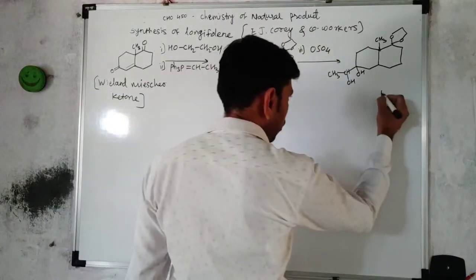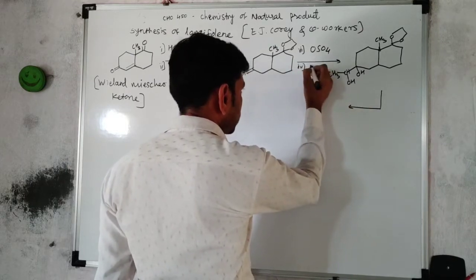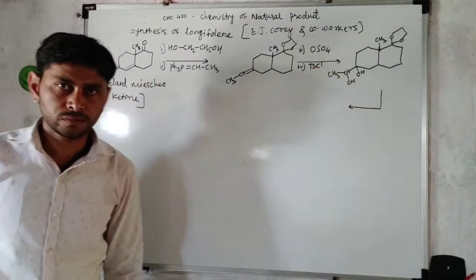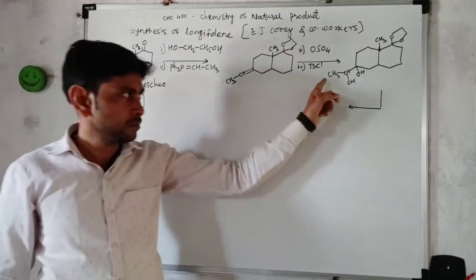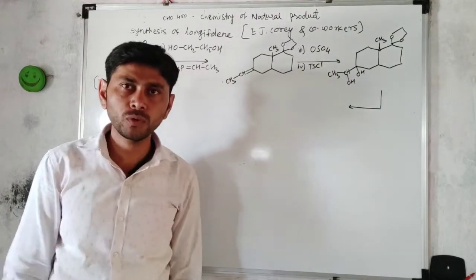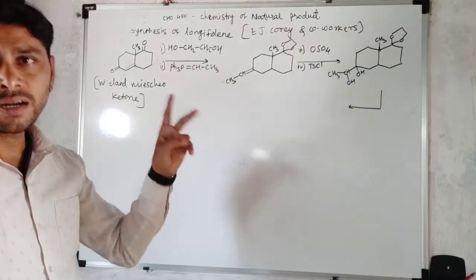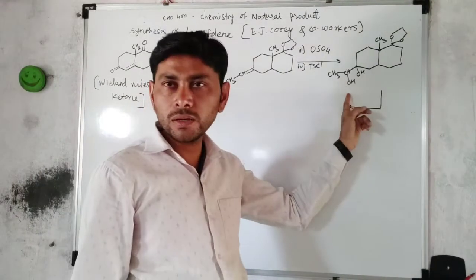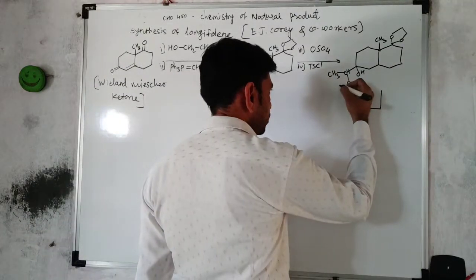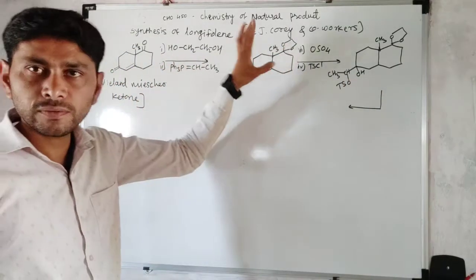Now this diol gets protected when we use another reagent, that is TsCl, tosyl chloride. When we use tosyl chloride here, then what happens? Out of these 2 OH groups, one of the OH groups gets protected. But which will be protected? The secondary, less-hindered OH group gets protected here. So OH gets converted into OTs. So this is the actual first step.